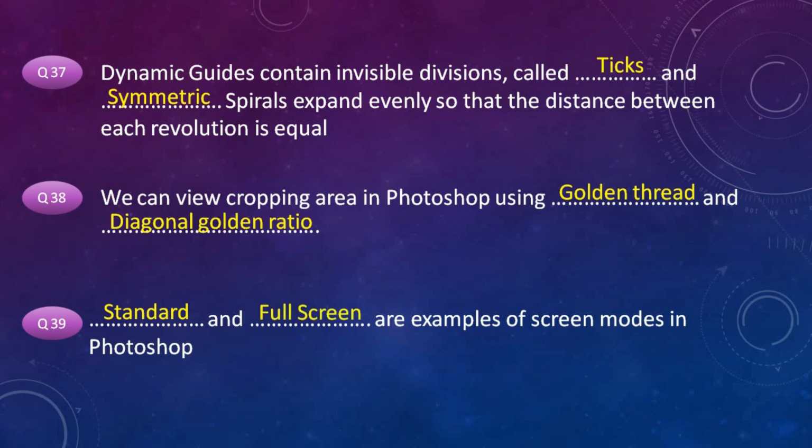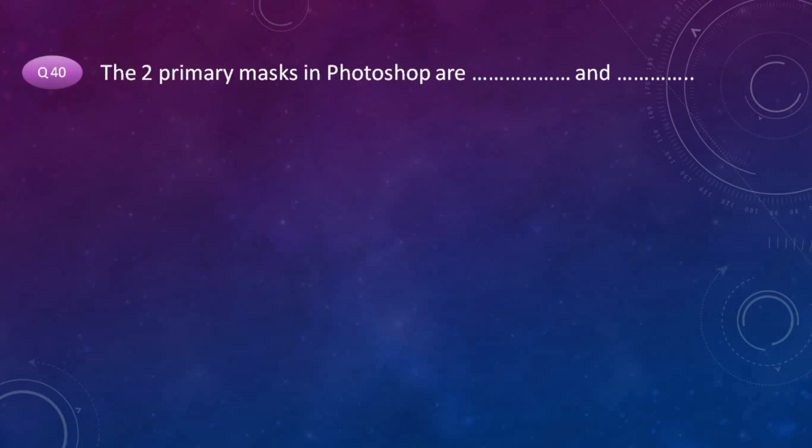Dash and dash are examples of screen modes in Photoshop. Standard and full screen are examples of screen modes in Photoshop. The two primary masks in Photoshop are dash and dash. The answer for this is clipping and layer.